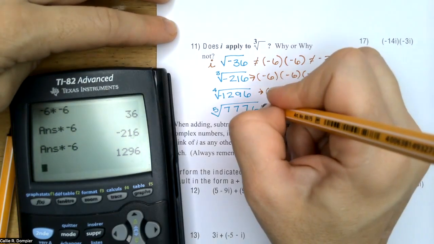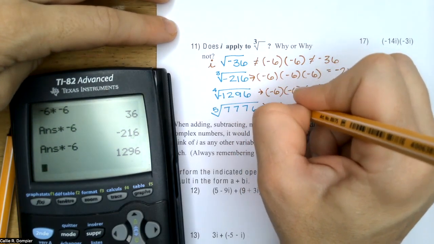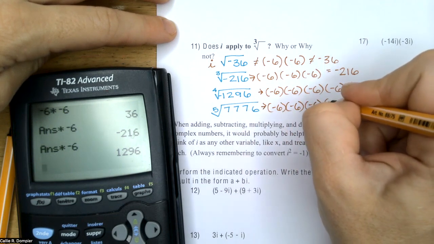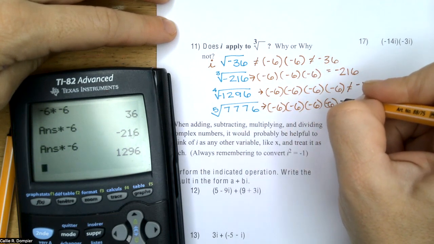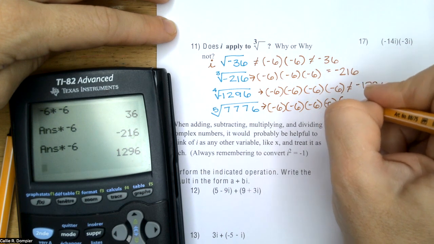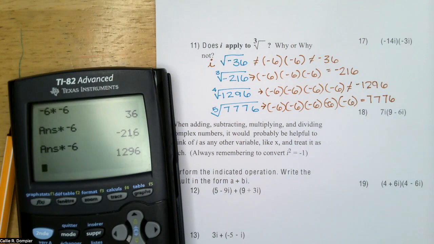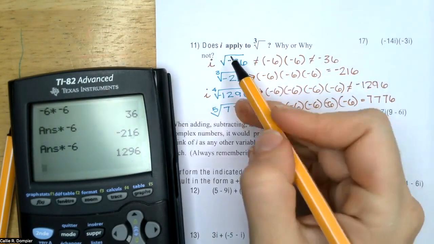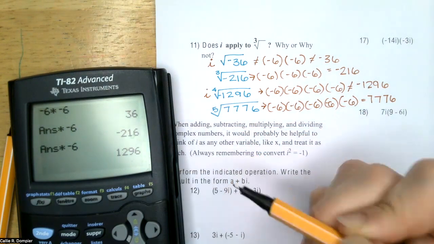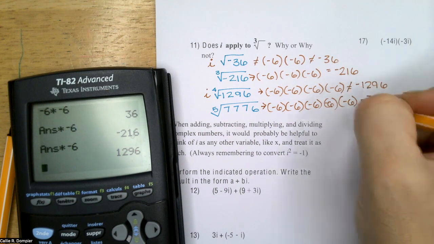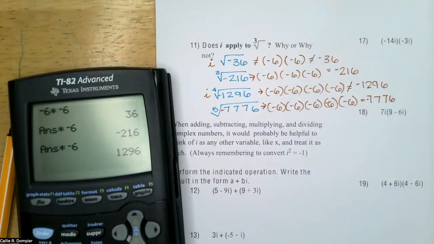Negative 6 five times, that will work because a negative times a negative gives us a positive, times another negative gives us a negative, times another negative gives us a positive, times another negative gives us a negative. So we only need the imaginary numbers for square roots, fourth roots, sixth roots, eighth roots.